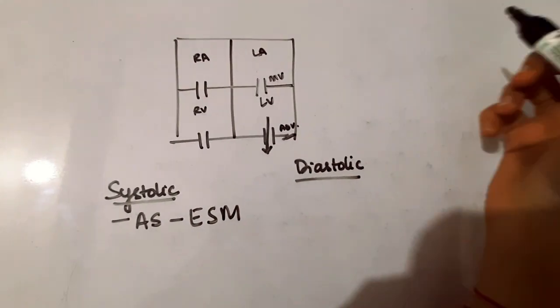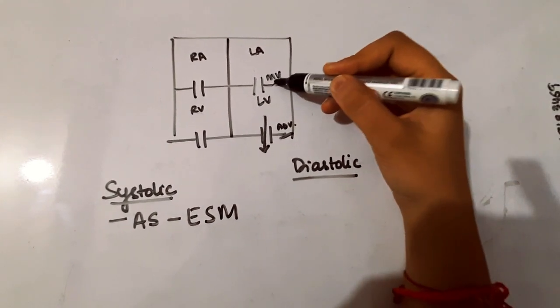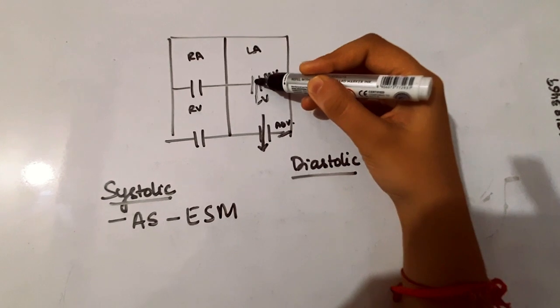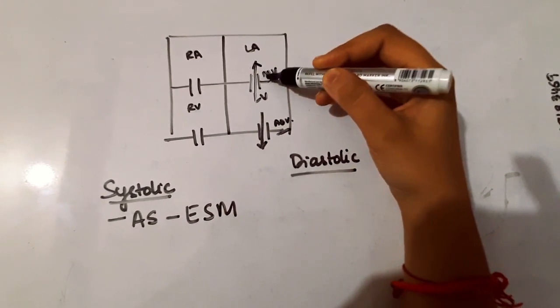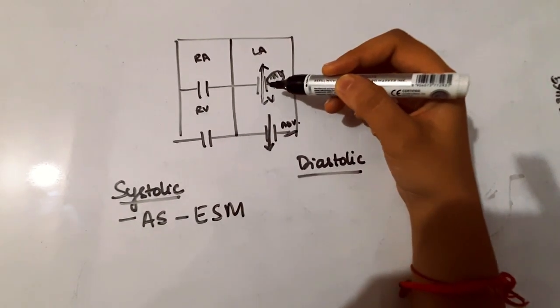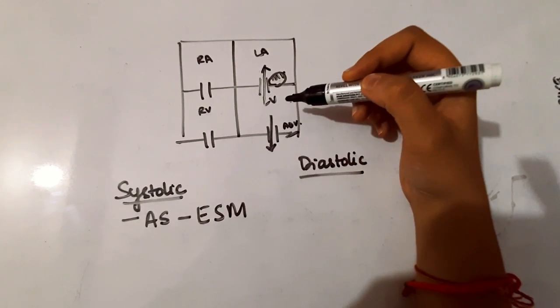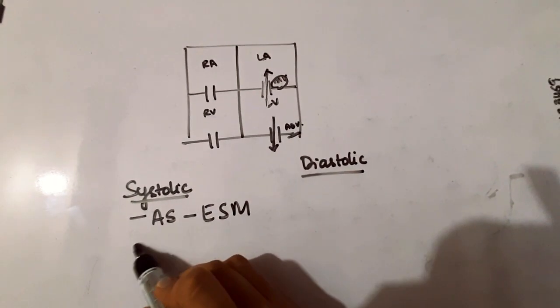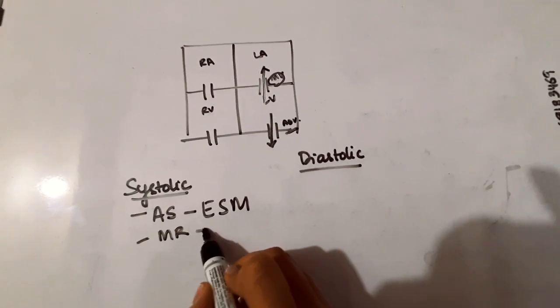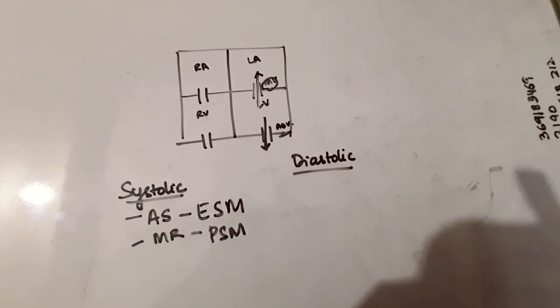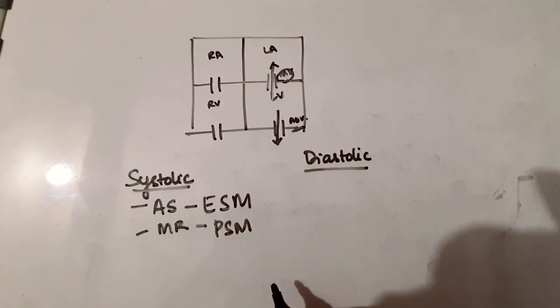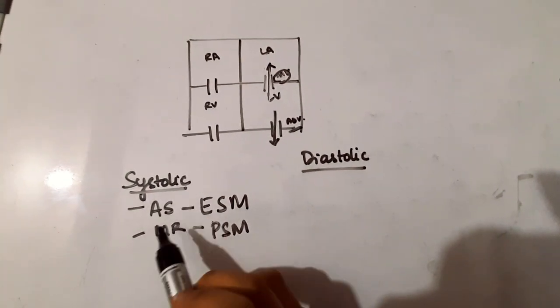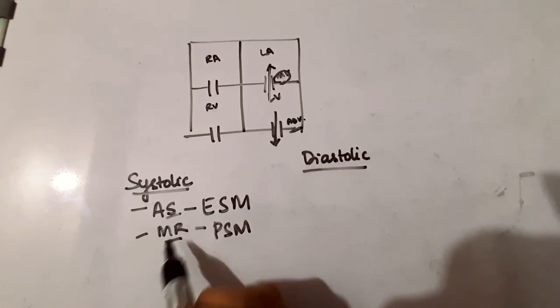Other than that, if there is a mitral valve problem, when the ventricle contracts, that is in systole, the blood will flow back from the mitral valve into the atrium. This is mitral regurgitation. So this produces a systolic murmur, which is a pansystolic murmur. Now, so far, we have two conditions that produce a systolic murmur, aortic stenosis and mitral regurgitation.